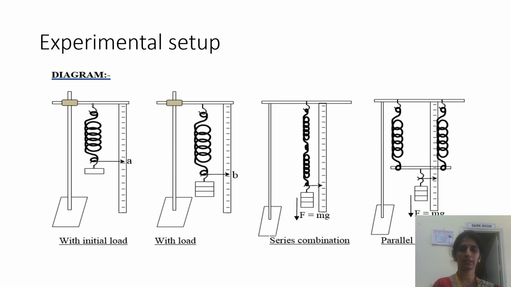If the springs are connected in series, this is the setup I have. One spring is connected to the other spring end to end. This is the series combination. Similarly, the parallel combination we can see here. Two springs are connected in such a way that two ends are connected to the common point, and you can see the load is attached here. This is the experimental setup. Anyhow, we see them in the video in detail.